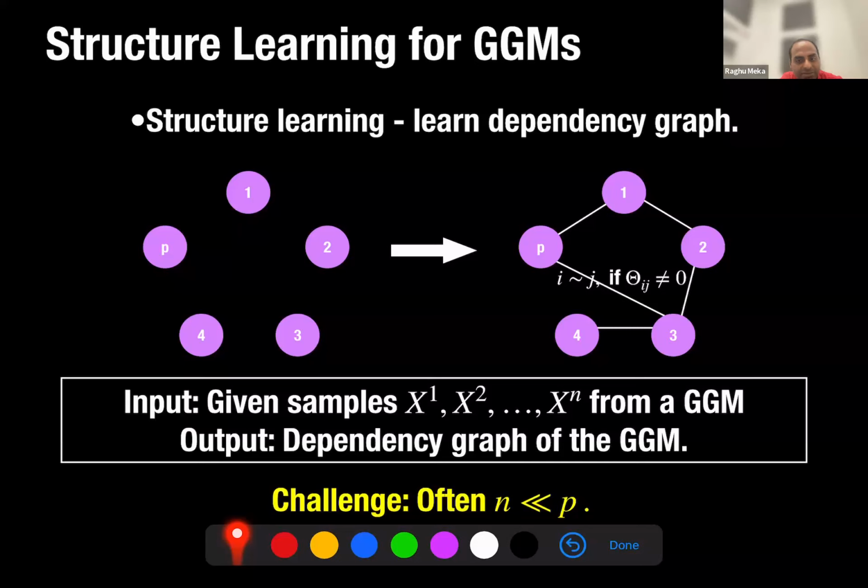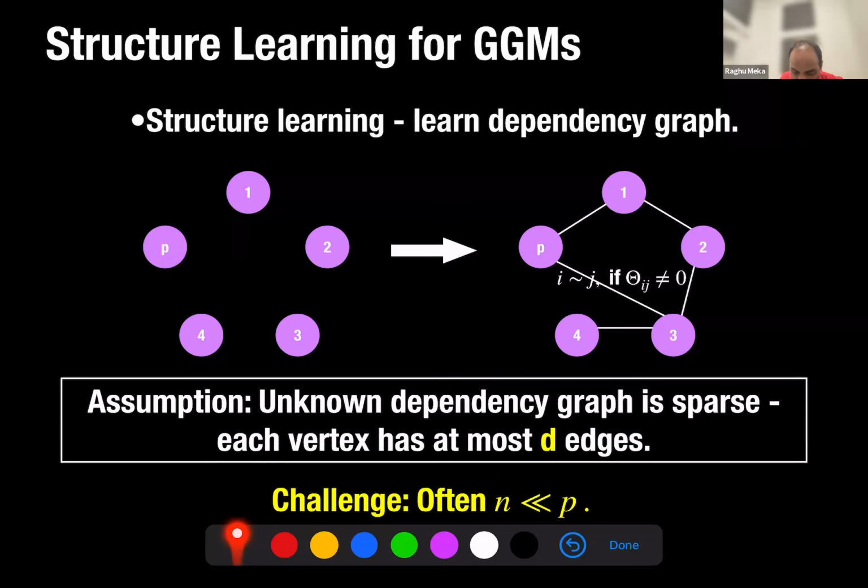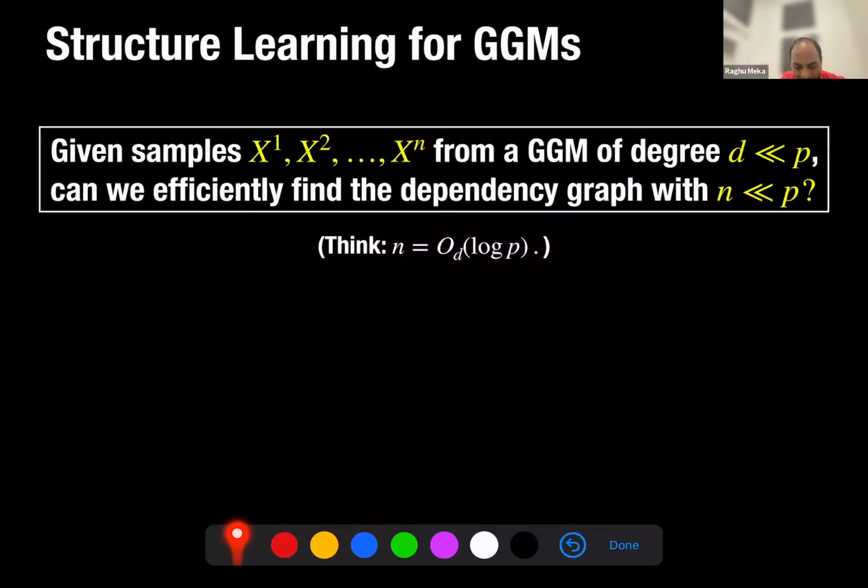And the challenge, of course, as we've been emphasizing throughout, is that the number of samples you have is much less than the dimension. If you had a linear in the dimension many samples, you can learn any Gaussian distribution, even without assuming that the dependency graph is sparse, right? So we are assuming that the dependency graph is sparse, and that is the reason we expect to be able to do it. Okay. Any questions so far? All right.